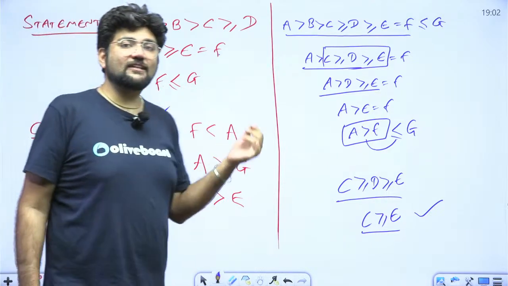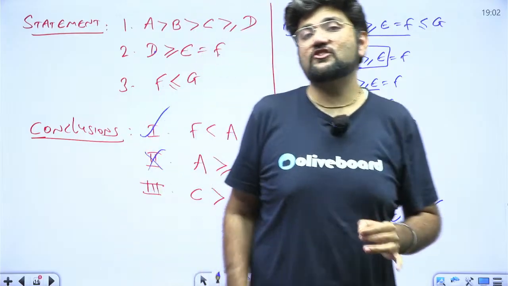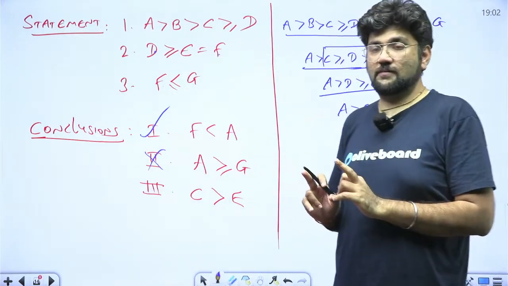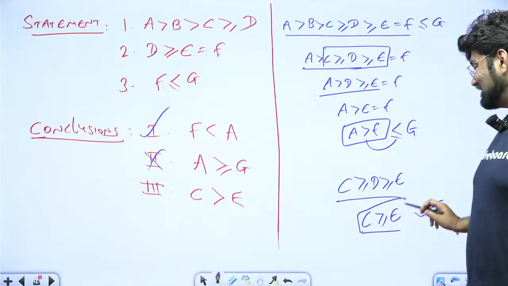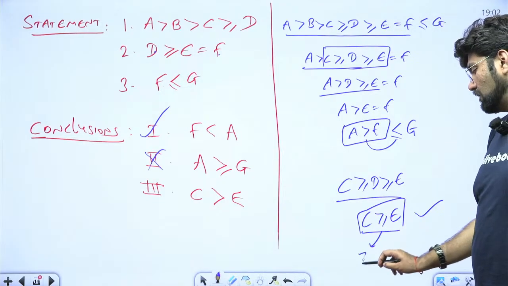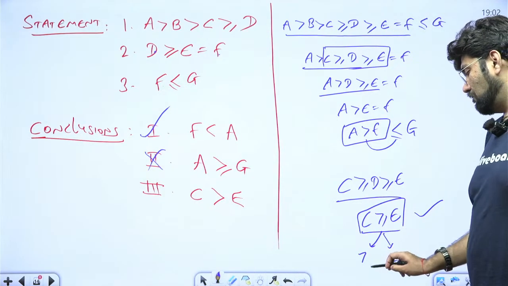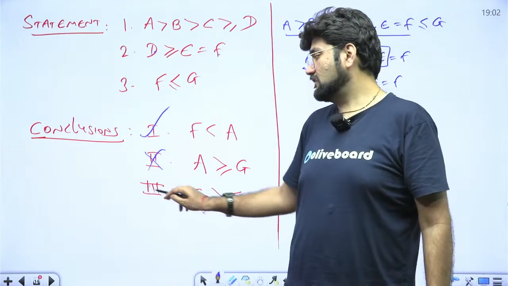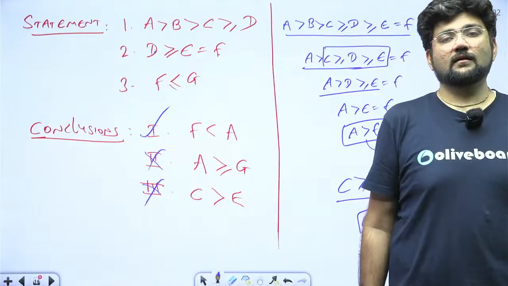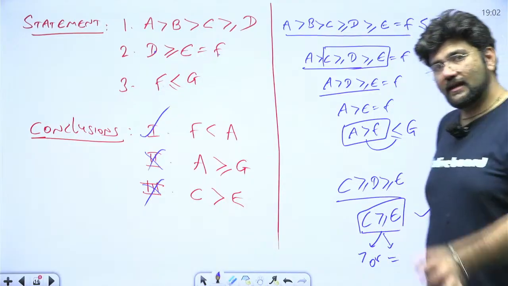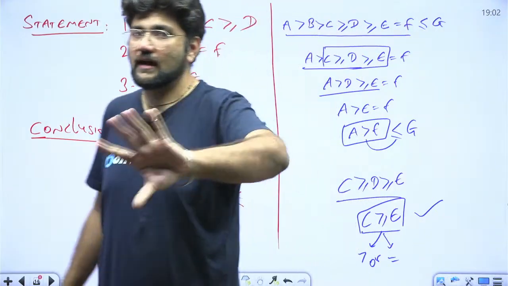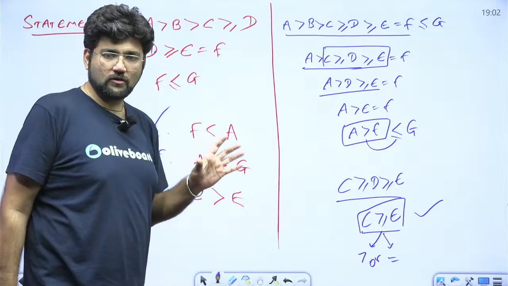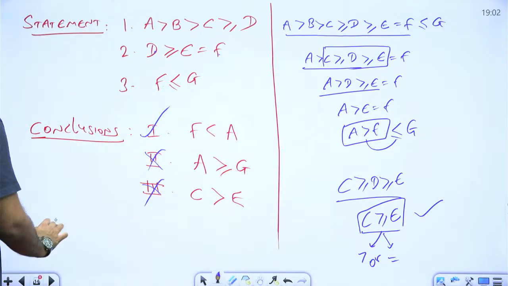I will pick and choose only those conclusions which are 100% sure to be correct. They need to be definite conclusions. So here this implies C is either greater or equal to E. But I don't know which one of them is true. So I cannot definitely claim that C is greater than E. If it is C is greater than equal to E, it has to be C is greater than equal to E. I cannot individually claim them to be true. Understood? So what is the answer? Only one.